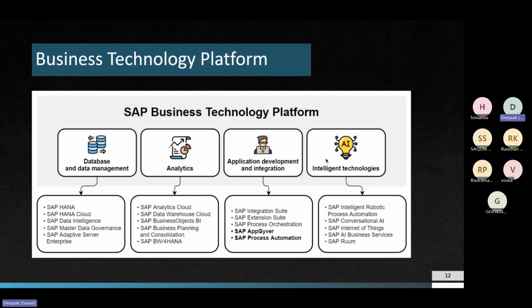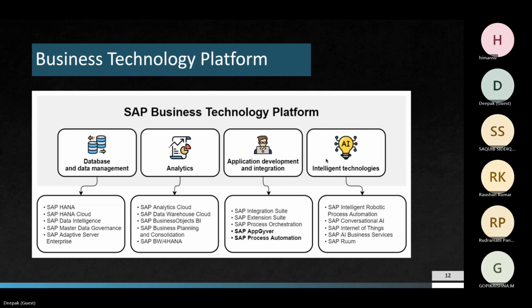It has your database and database management: SAP HANA Cloud, Data Intelligence, Master Data Governance, Adaptive Server Enterprise. It gives you features or advantages of analytics, which is SAP Analytics Cloud, Data Warehouse Cloud, Business Objects BI, Business Planning and Consolidation, BW for HANA.